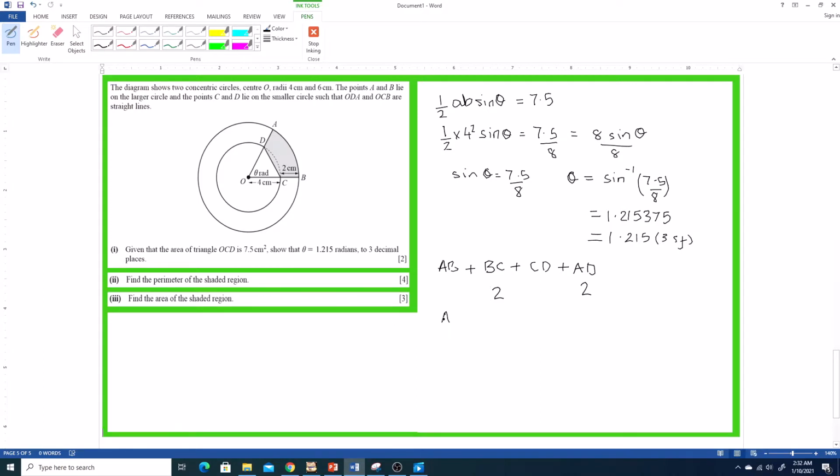So AB, we said, is an arc length. So r theta. Our r is 6 centimeters. Our theta is 1.215 radians, which gives us 7.29. So this is going to be 7.29.